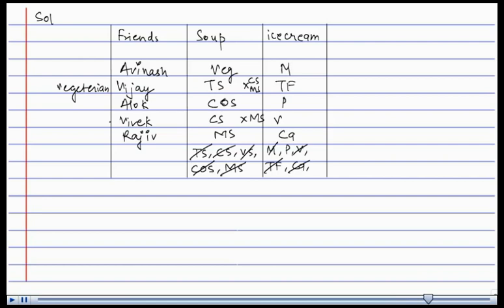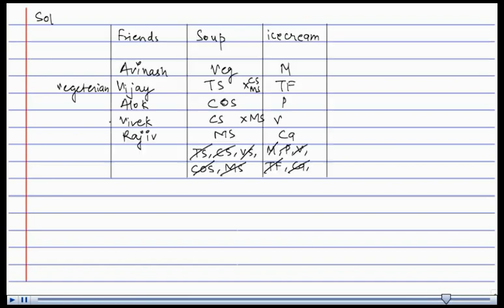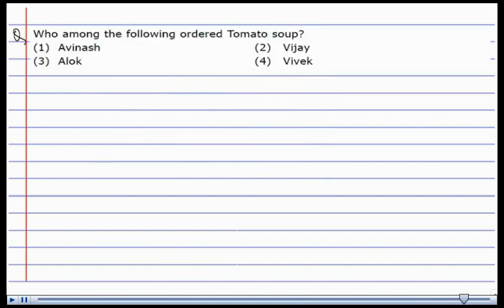As we can see, all the entries are now filled. Now we can answer the question given to us. The question is: who among the following ordered the tomato soup? As we can see in the given table, the tomato soup, denoted by TS, was ordered by Vijay. So the correct answer for this question is option number 2.